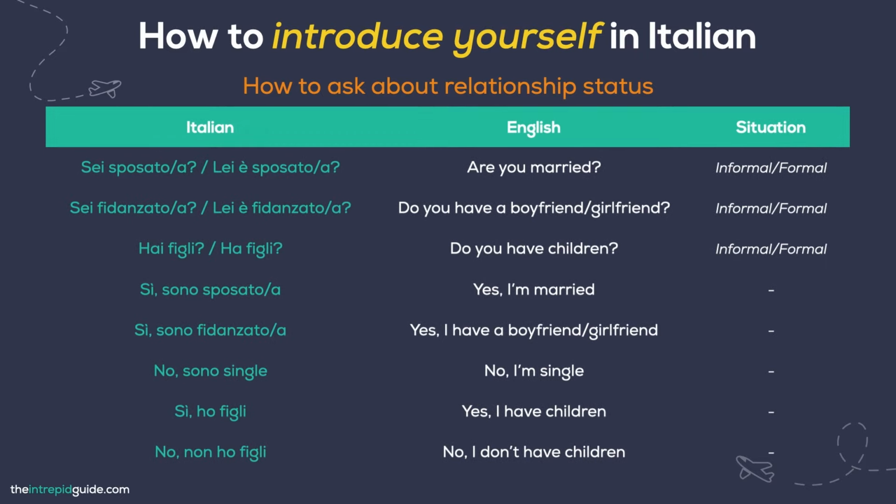Imagine chatting with someone and you find them attractive. Naturally, you might be curious to ask about their relationship status. Maybe they're taken, single, or perhaps they have children. Now, while not typically brought up in initial conversations, it's handy to know how to slide into this topic if you need to. You can ask, Sei sposato?